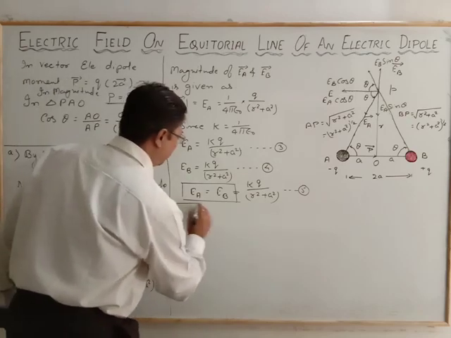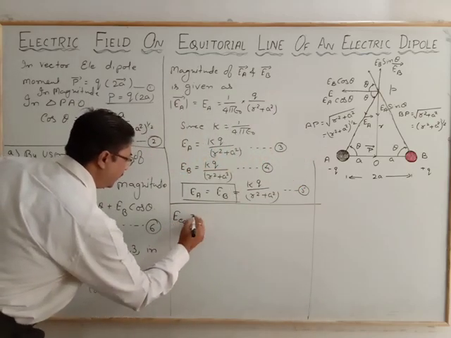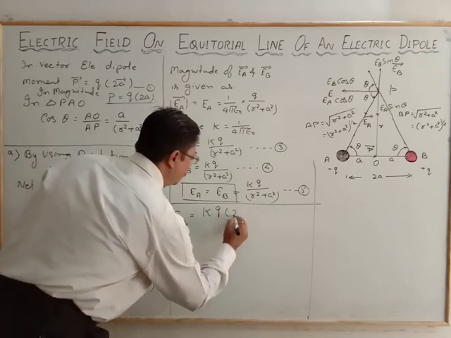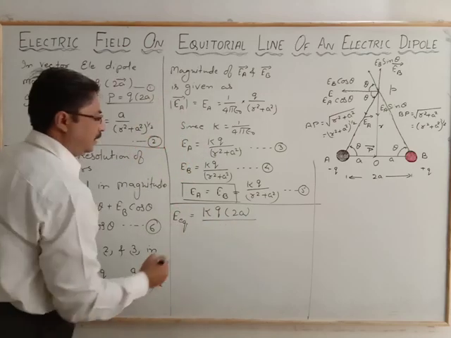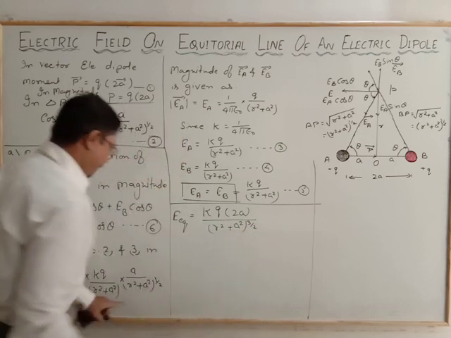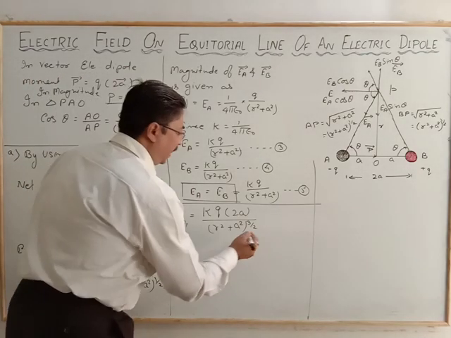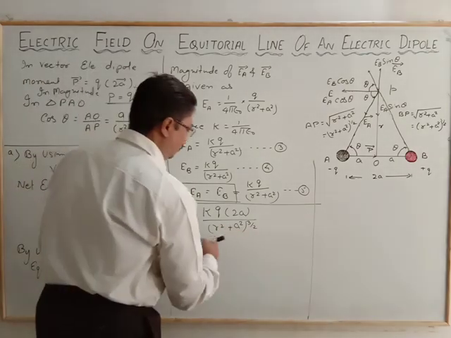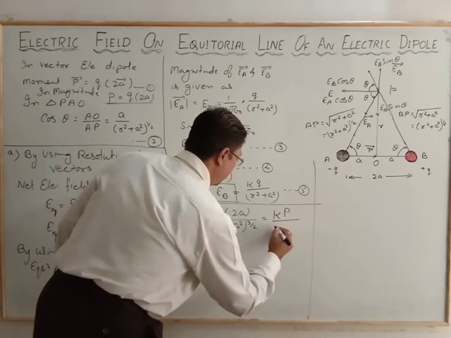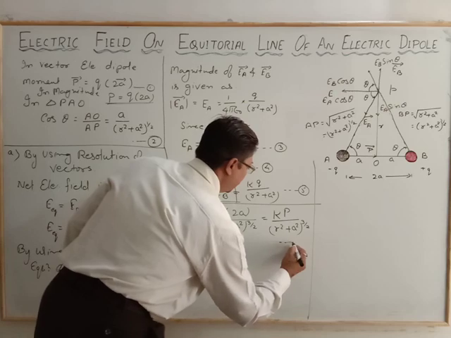So now the relation becomes, see the relation here, E equatorial is equal to, now we use this one, KQ into 2A, that is the dipole moment, into (R square plus A square) whole 3 by 2. Because the bases are the same, the orders will be added. So in that case we have the 3 by 2 relation, or we can write it like this, Kp by (r square plus a square) whole 3 by 2. And that is equation number 7.